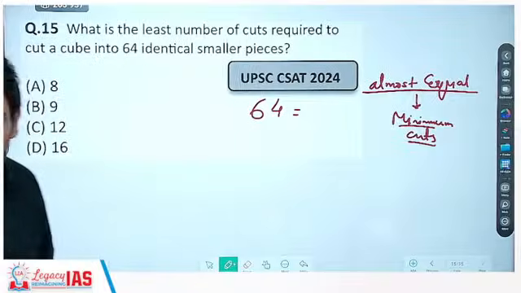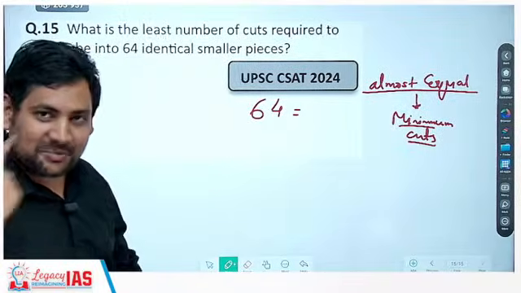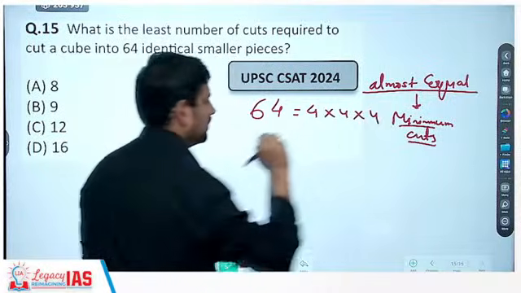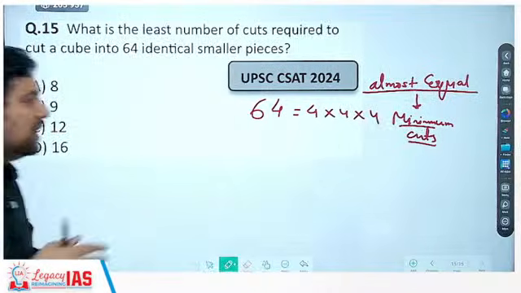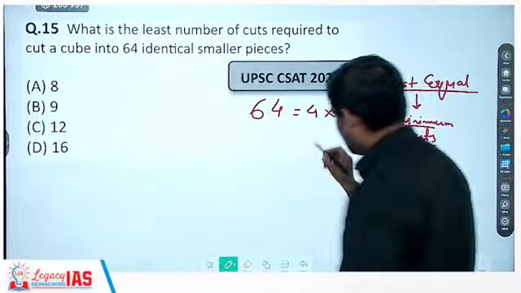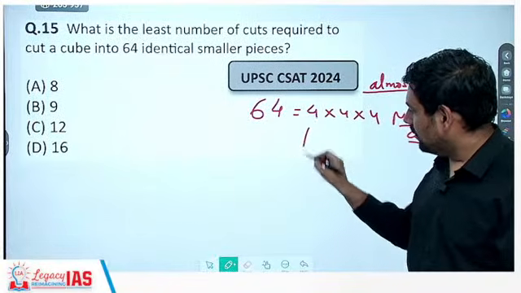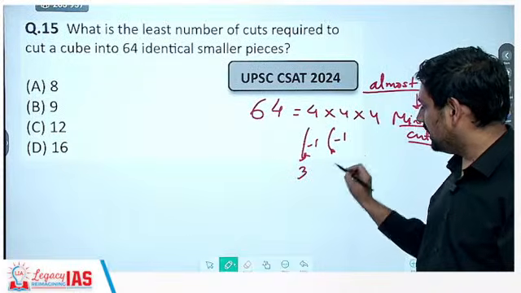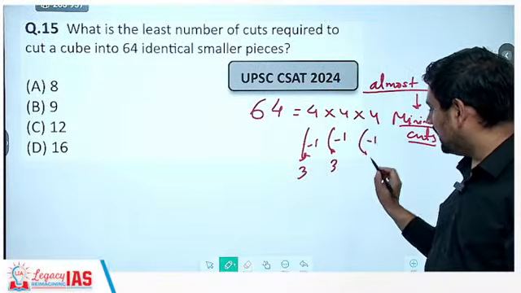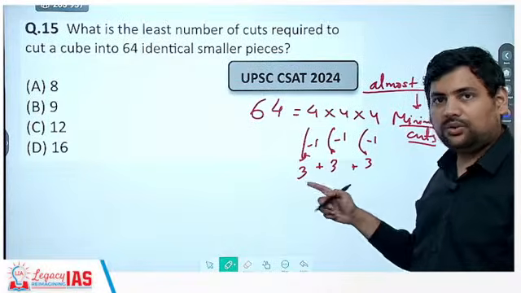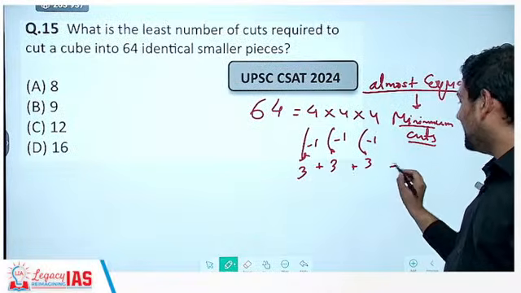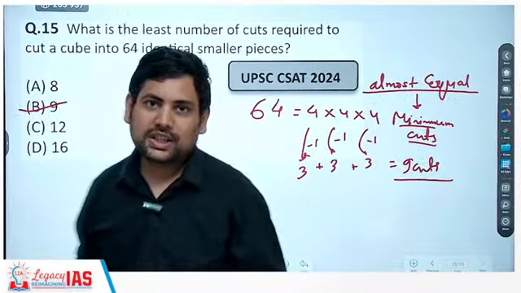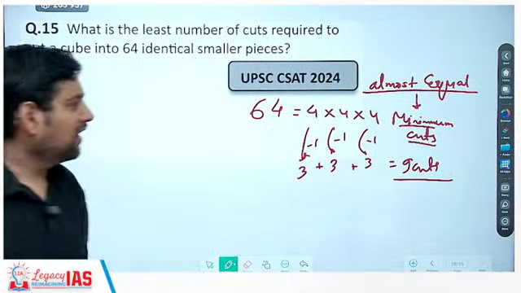Just by seeing it, you remember that 64 is 4 into 4 into 4. Now how many cuts do you need? Just one less from each of them. So this becomes 4 minus 1, 3 cuts. This is also 4 minus 1, 3 cuts. This is also 3 cuts. You add all three of them, 3 plus 3 plus 3. You will need 9 cuts. Answer becomes B. Simple.